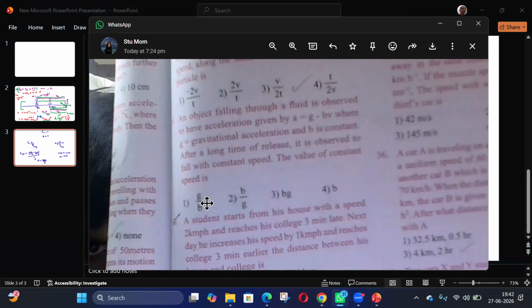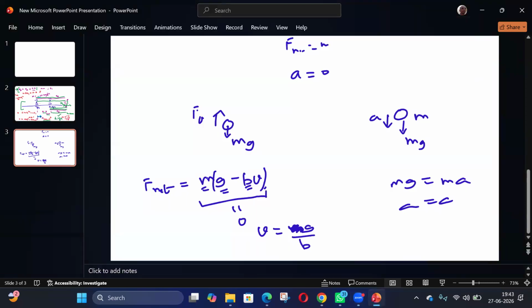Check the answer. Your mic is off. Sorry. Sir, I think the answer is b by g. Is it correct? g by b. No, acceleration has to be zero. So that will give me v as g by b. Yeah, g by b, yes.